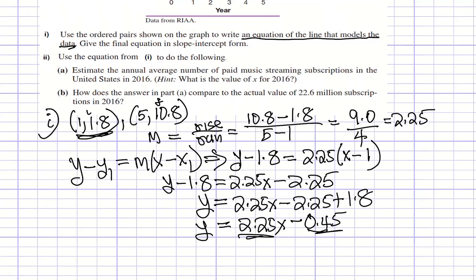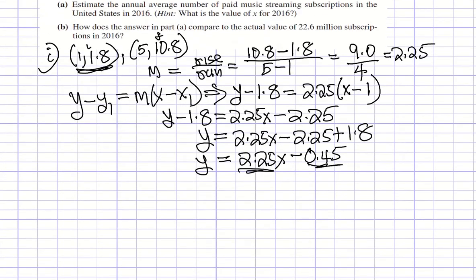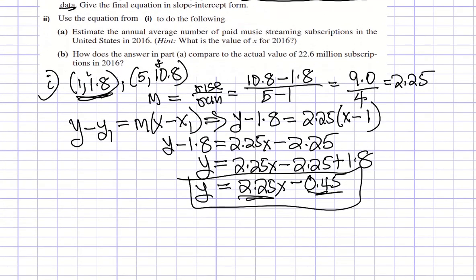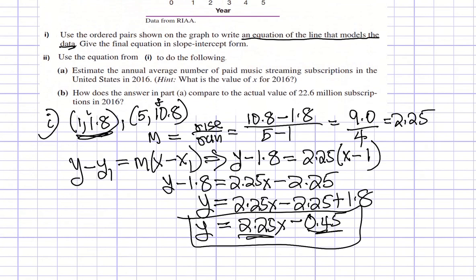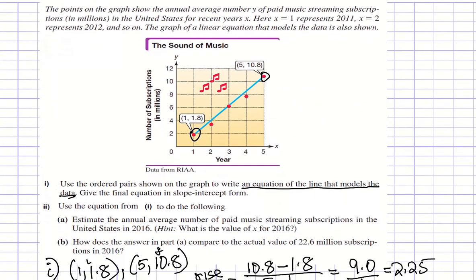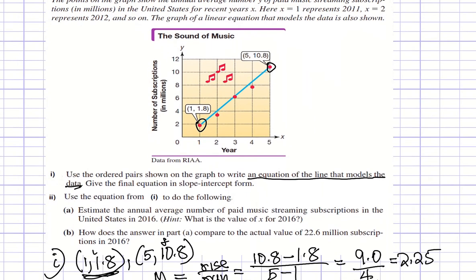Then what do they want? That's the slope-intercept form, right there. The second problem: estimate the annual average number of paid music streaming subscriptions in the United States in 2016, using the equation we found. They didn't give us 2016, but 2016 will be x equals 6.